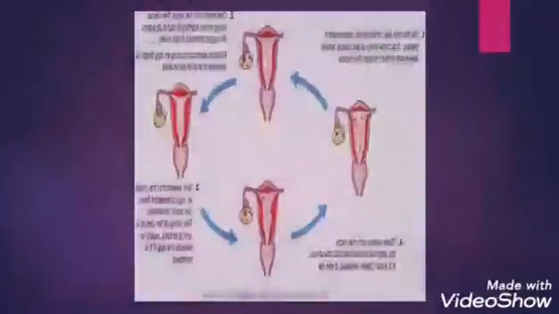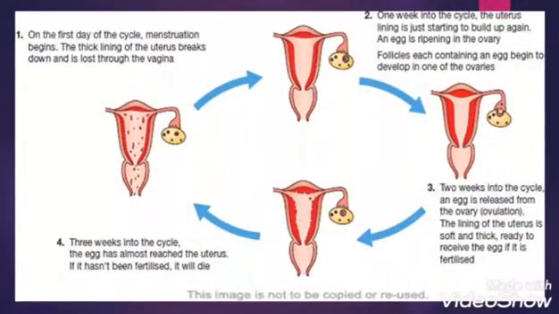So, what really happens during the menstrual cycle? On the first day of the cycle, menstruation begins, which means that the thick lining of the uterus breaks down and is lost through the vagina, since it is not needed because the egg cell was not fertilized. 1 week into the cycle, the uterus lining is just starting to build up again, and an egg is ripening in the ovary. Follicles, each containing an egg, begin to develop in one of the ovaries.